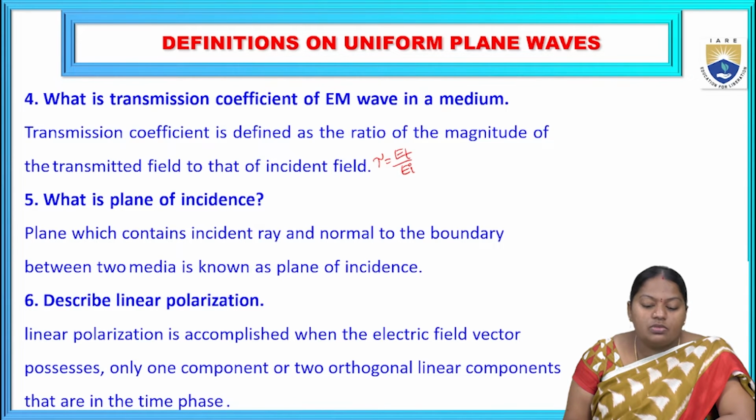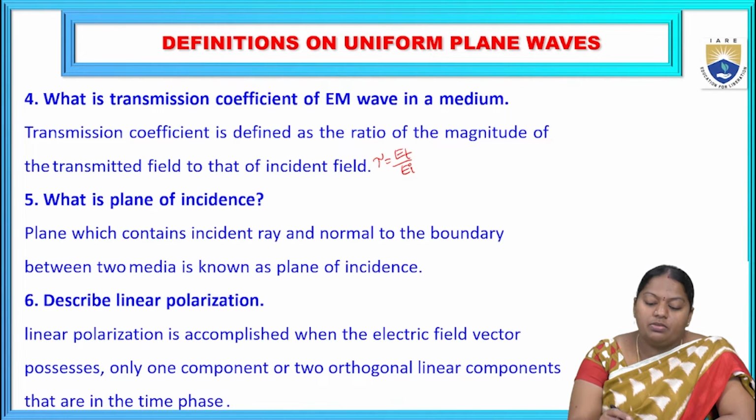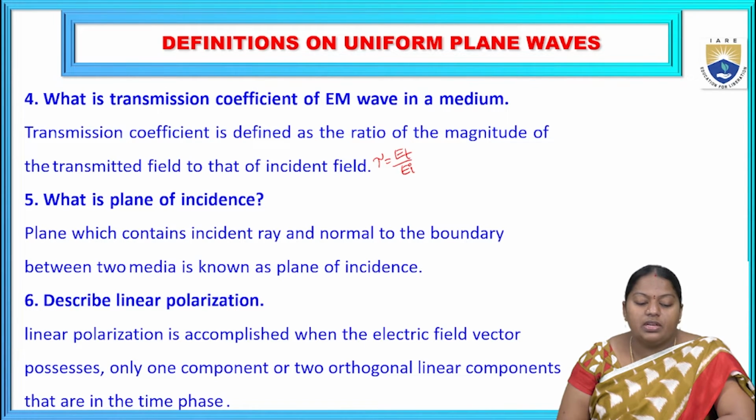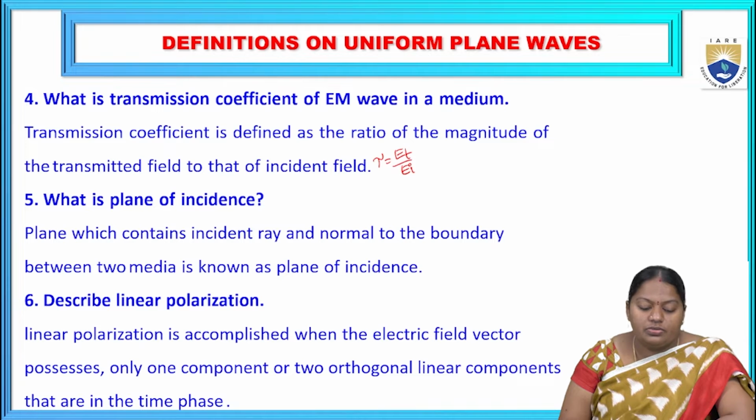Now here, transmission coefficient means it is the ratio of the magnitudes of the transmitted wave electric field strength to the incident wave electric field strength, and it is given by tau equal to Et by Ei. Similarly, reflection coefficient means it is the ratio of the reflected wave field strength to the incident wave field strength. Depending upon the medium, for uniform plane waves, we define two types of coefficients in an electromagnetic wave: transmission coefficient and reflection coefficient.